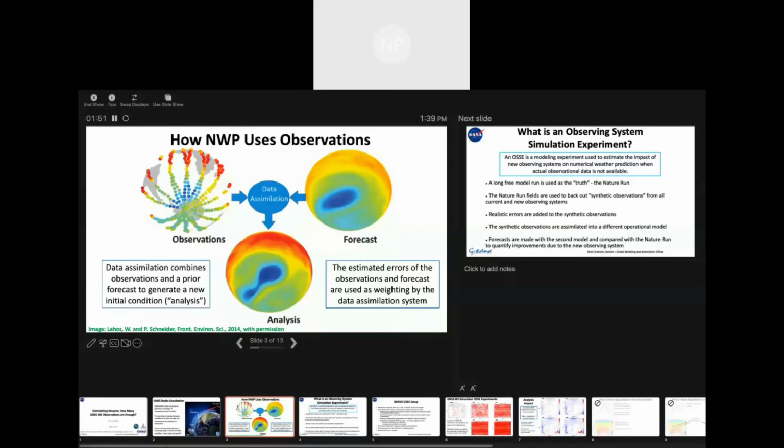And that analysis is used as the initial condition to make a new forecast. So then 6 or 12 hours later, you have your new forecast, you have some new observations, and you repeat this whole process over again. So the data assimilation uses a weighting to weight the observations and the guess, the forecast. And depending on how much error the data assimilation thinks the observations have and how much error it thinks the forecast has, it'll do kind of a glorified weighted average of the observations and the forecast to combine them together statistically.